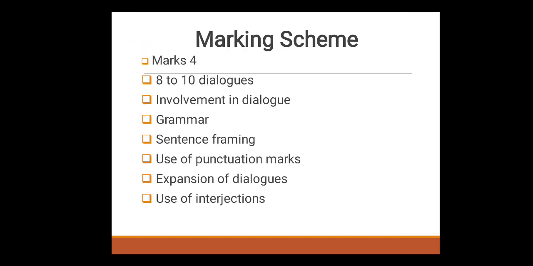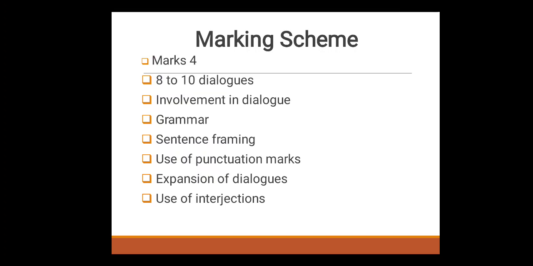Now, before discussing the tips of dialogue writing, I would like to give you the marking scheme, the marking structure. This question comes for 4 marks, and for those 4 marks, the student must be able to write a total of 8 to 10 dialogues. At least there should be 8 to 10 exchanges of dialogues. While giving the marks, the involvement in the dialogue is observed. Whether the writer is completely involved in the given situation or not is observed through the sentences. Also, whether the students are following grammatical rules or not is observed.